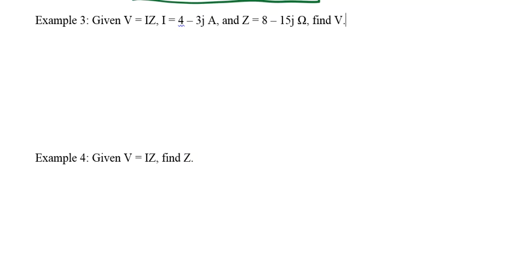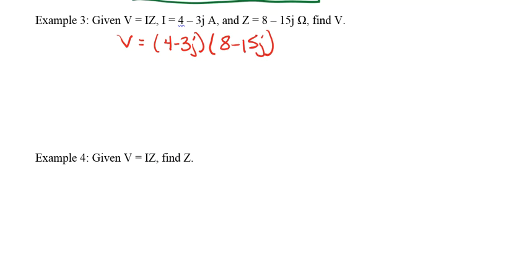We are given the formula V equals IZ, which is the AC circuit version of Ohm's law. They're giving us the current and the impedance, and we're being asked to find the voltage. So we're going to simply put in the parts that we know. V is going to equal I, 4 minus 3J, multiplied by our impedance, which is 8 minus 15J.